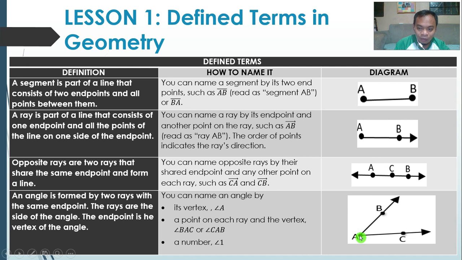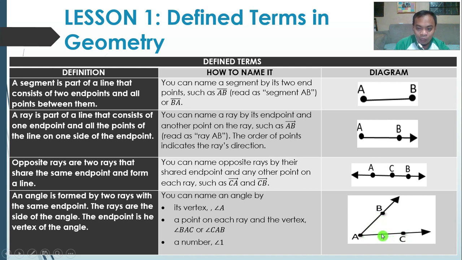Point A. So ray AB and ray AC. And this endpoint, we call this one the vertex. Okay? Then you can name an angle. So these are our rays, diba? Tapos meron po siyang space sa gitna. So ito po yung angle natin.